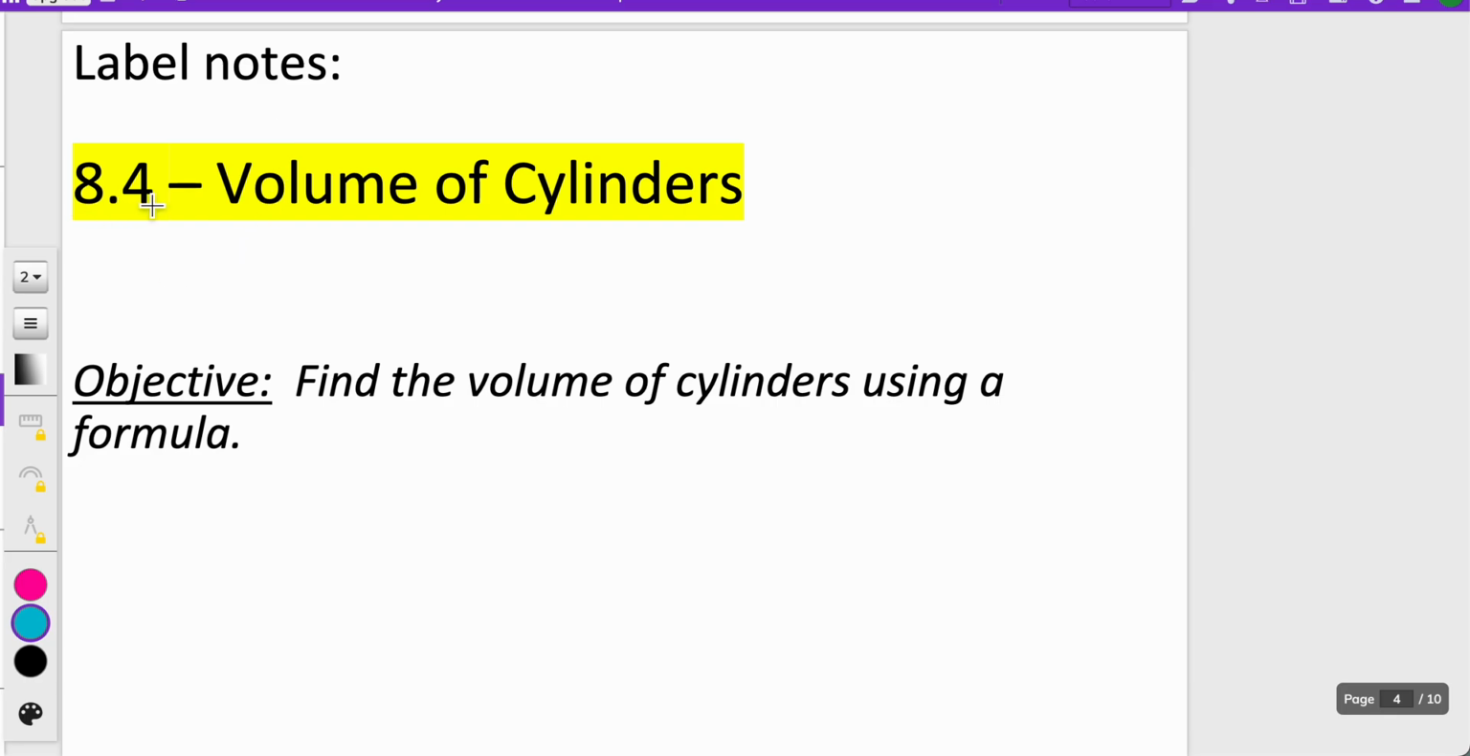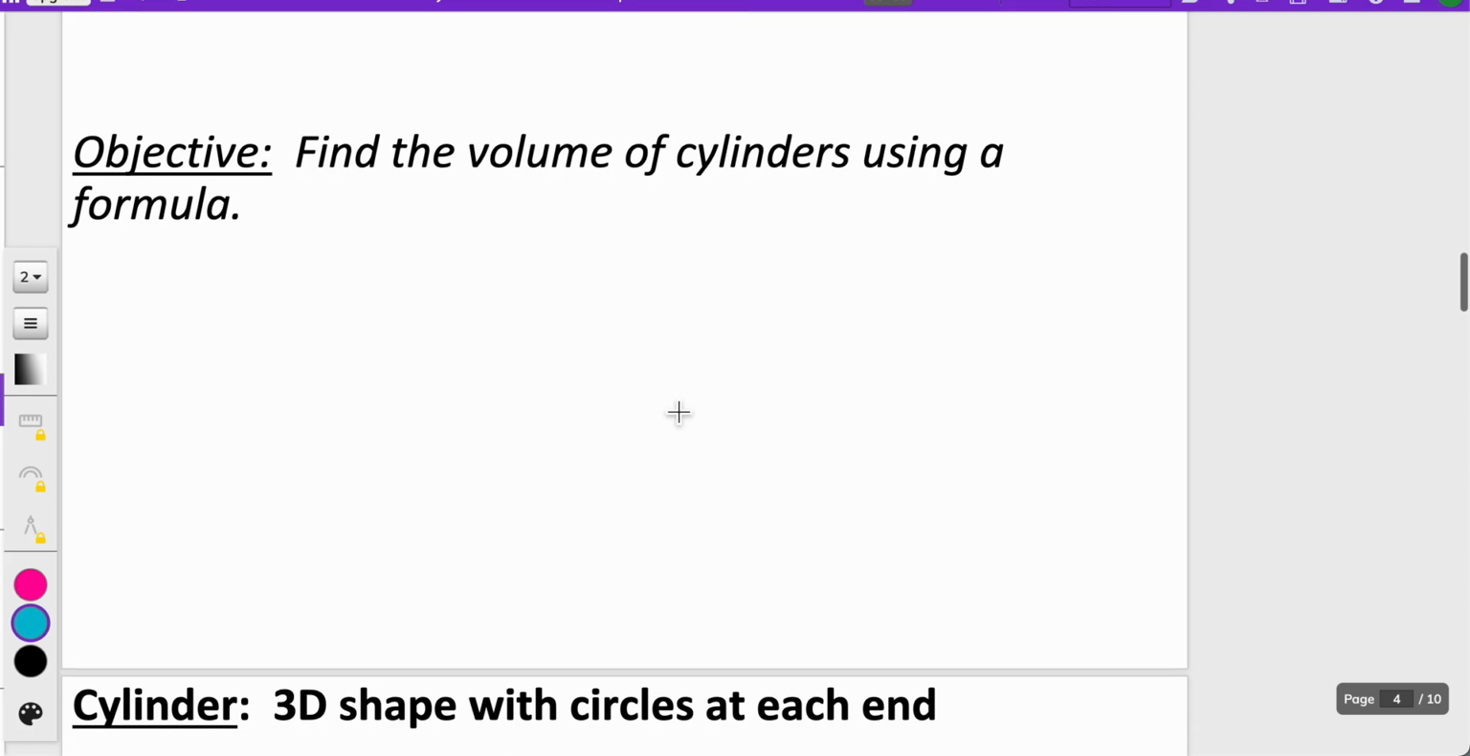Today we're going to be looking at lesson 8.4, volume of cylinders. We're going to be able to find the volume of cylinders using the formula given to us. So let's go ahead and get started.